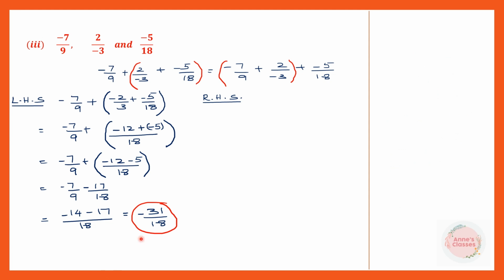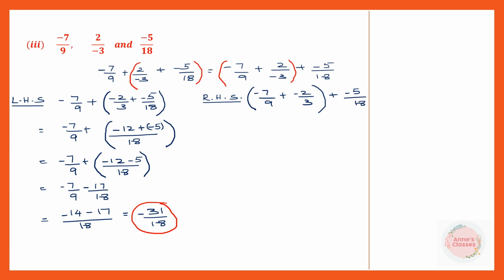Now let's work out the right hand side. This is the right hand side. Let's work out that. Now here again we're going to work out what is inside here. So let's write down this. Now, as you can see here, the denominator is negative. So we're going to move that negative sign to the numerator. So let's write that. Minus 7 by 9 plus minus 2 by 3 plus minus 5 by 18.